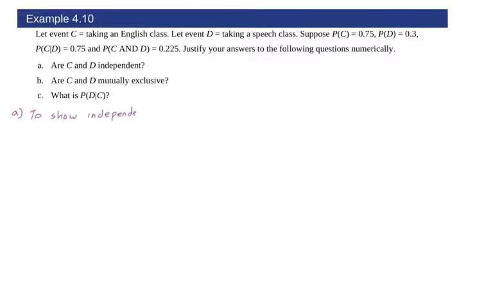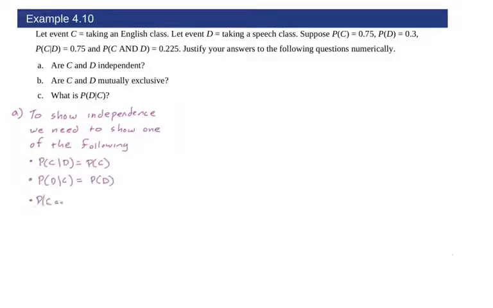So let's look at part A here. To show independence, we need to show one of the following here. Any of these three will suffice in order to show independence. Let's just go ahead and pick the first one here: the probability of C given D.